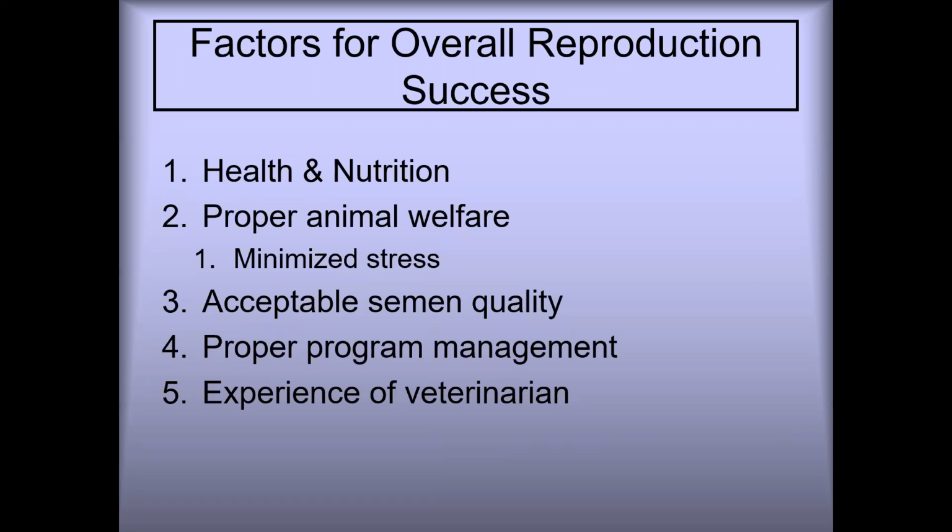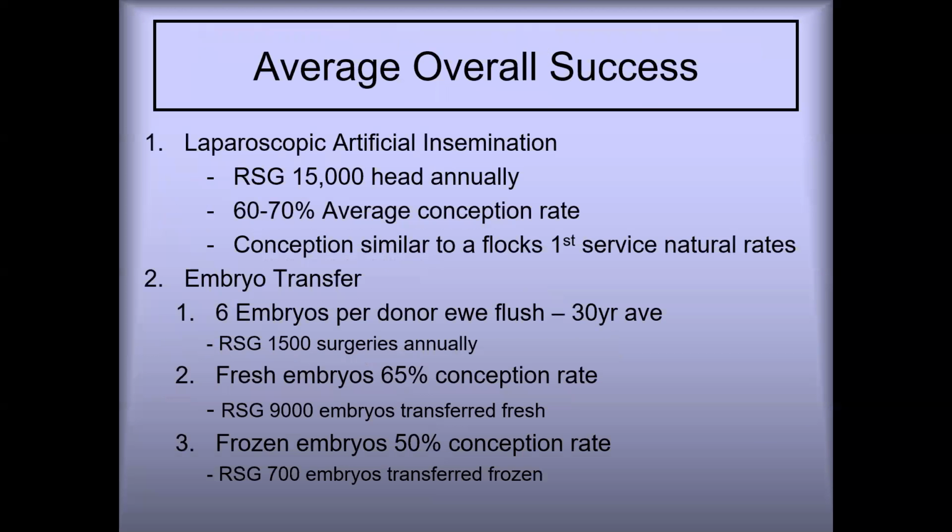Quality semen, proper program management, and then the experience of your veterinarian doing the work will all impact your outcome. So we'll artificially inseminate somewhere around 15,000 ewes on average. Some people, if they're doing 5 animals, may get all 5 of them, or 100%. And then, of course, the averages are averages for a reason.